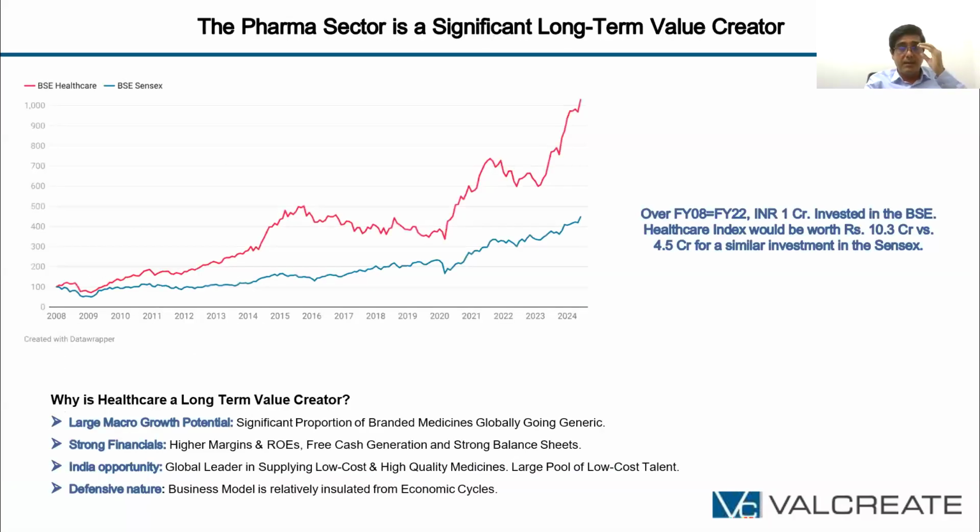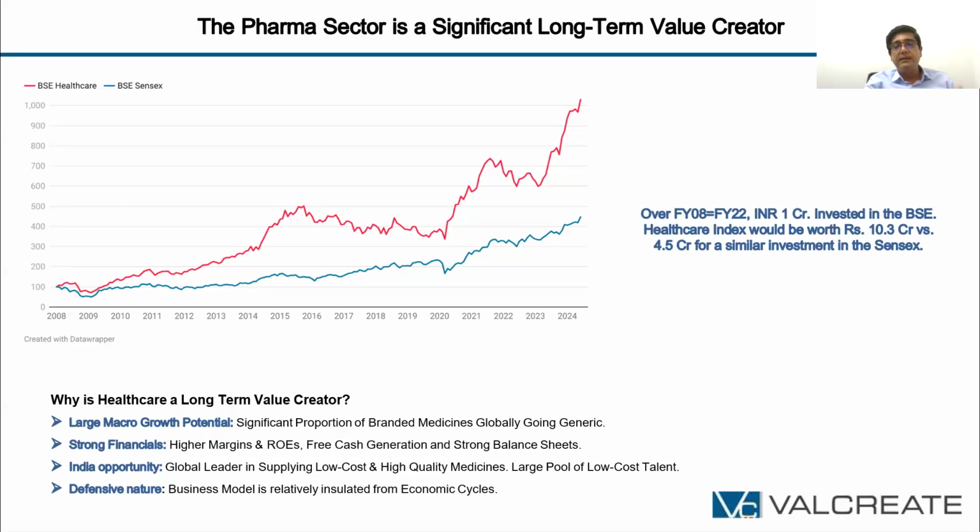What has the pharma sector done over the last 20, 25 years? You look at the red line, and that's clearly telling you what it has done. A 1 crore investment in the healthcare sector has given you a 10 crore corpus today in the last 15, 20 years. Whereas a 1 crore investment in the Sensex has given you 4.5 crores of value today, which is about 2.5 times of what you would have made if you had invested in the broader market. So it just tells you that healthcare, pharma, is something that one cannot ignore. Even in the next 20 years, if you invest in some of these companies, I think you can create a lot of wealth. So there's a huge growth potential in this market.